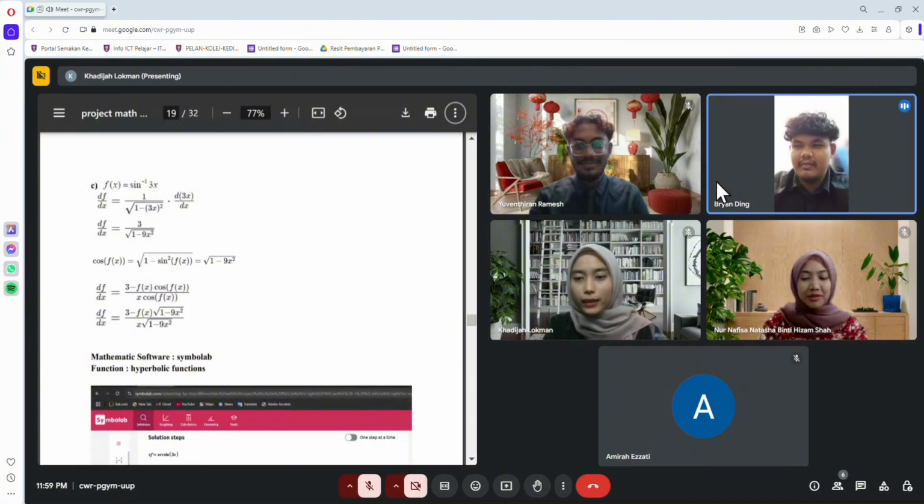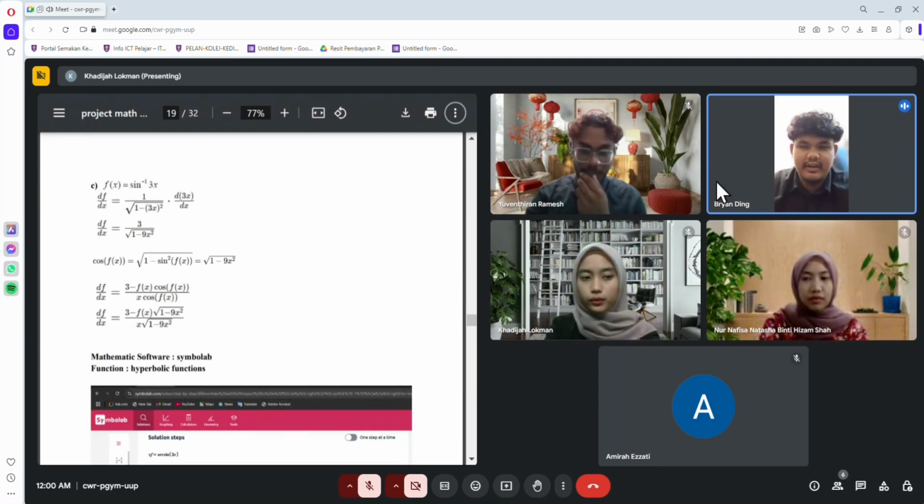So the derivative of sin inverse of u is 1 over the square root of 1 minus u to the power of 2. Step 2 is differentiate 3x as the inner function, so we need to use the chain rule. The third step is substitute and simplify. So we will get df over dx equals 3 over the square root of 1 minus 9x to the power of 2. As you can see, we use mathematical software such as Symbolab.